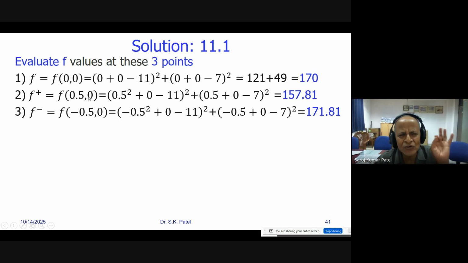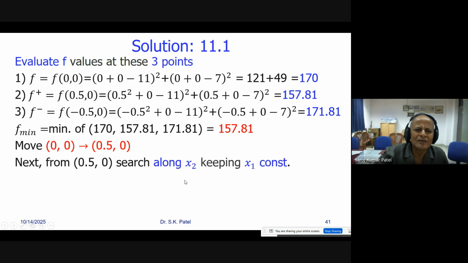So, we are now at 0, 0. We move to 0.5, 0. Is that clear? Minimum is 157.81. So from 0, 0, we move to 0.5, 0. So with this, we explore in x1 direction. But it is a two variable problem. We have another direction, there is x2.